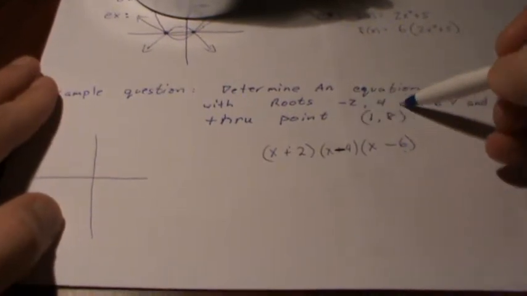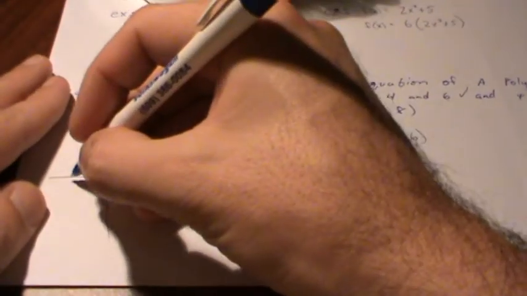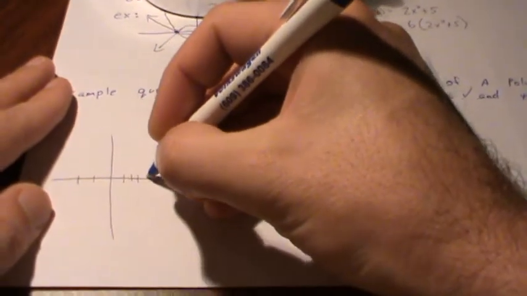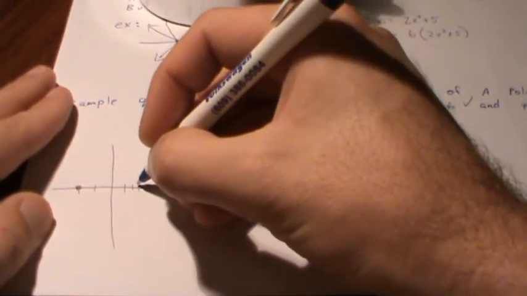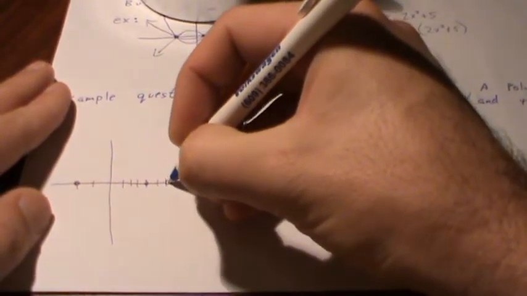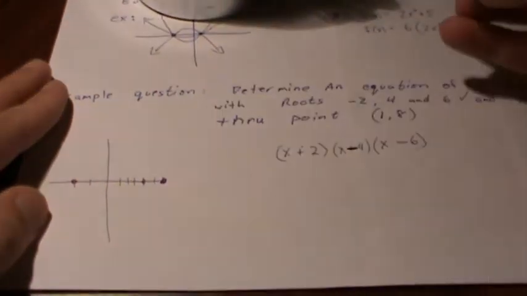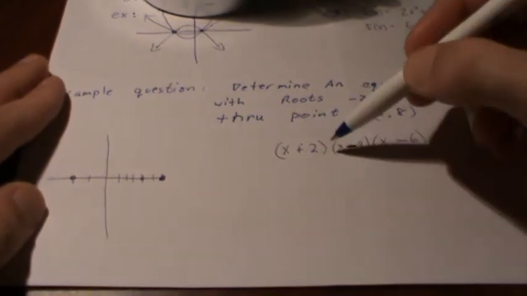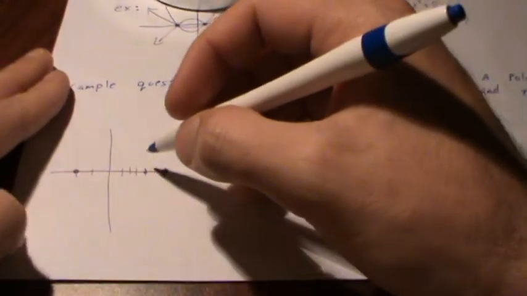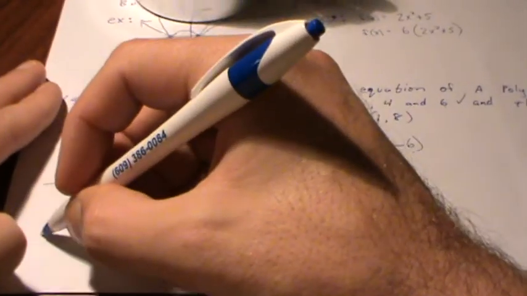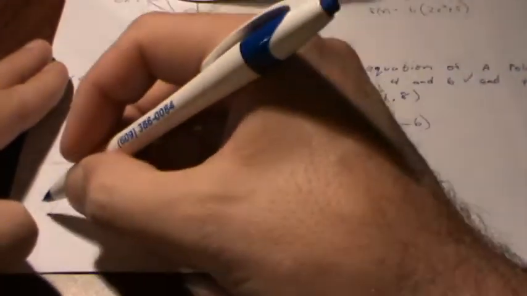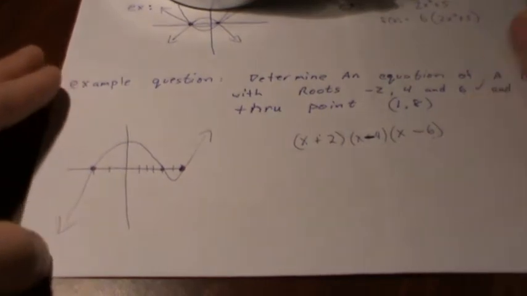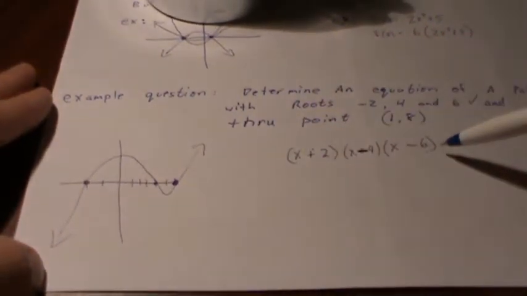Sorry, -2, 4, and 6. So -2, 4, and 6. So it definitely goes through here, here, and here. Alright? And currently I have a third degree positive polynomial. So the end behavior is going to be something like this. Alright? So this is what I currently have.